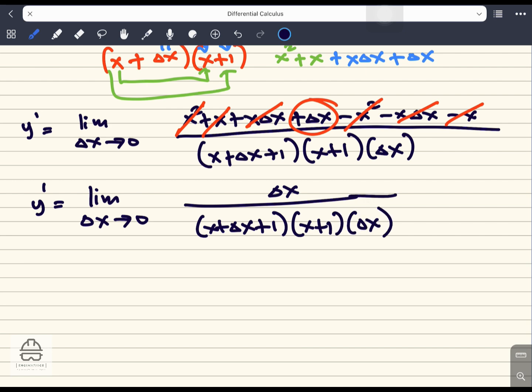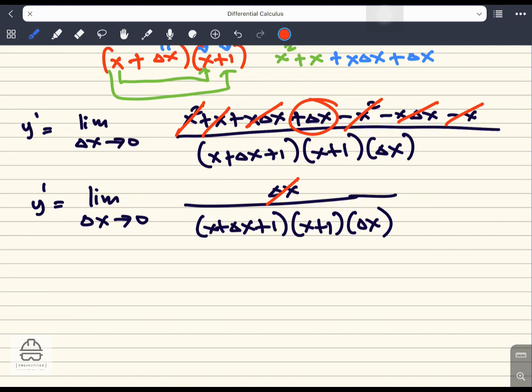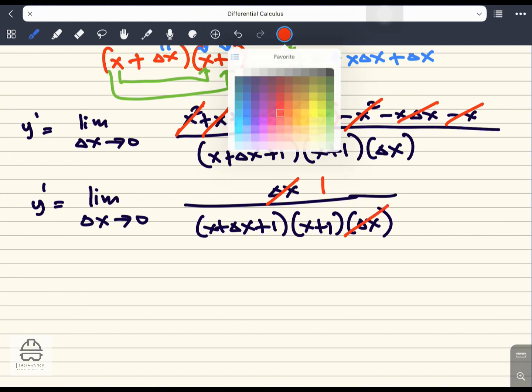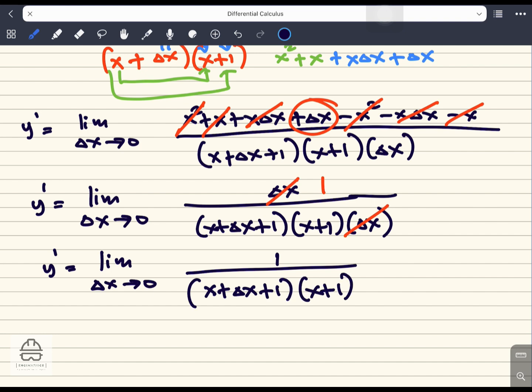So since naka-multiply naman yung mga denominators natin dito, pwede na natin i-cancel, i-divide directly yung delta x dito sa numerator at delta x dito sa denominator. So magiging 1 na lang to. Okay, let's rewrite. That would be y prime, as the limit of delta x approaches 0, 1 over x plus delta x plus 1 times x plus 1.